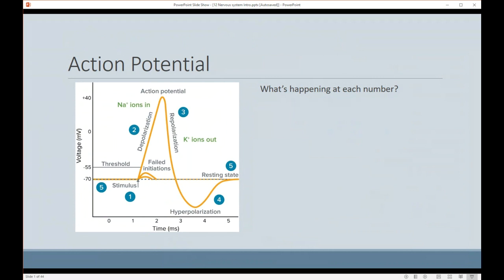So let's review action potential. What's happening in each number here? We get a stimulus. That stimulus is that we have activated that ligand-gated channel, and when we activate that ligand-gated channel, that's going to start the depolarization of the cell. Once we hit threshold of negative 55 millivolts, we're then going to open up our voltage-gated sodium channels. Remember, sodium is flooding into that cell, because the sodium was on the outside, but it was very negative on the inside.